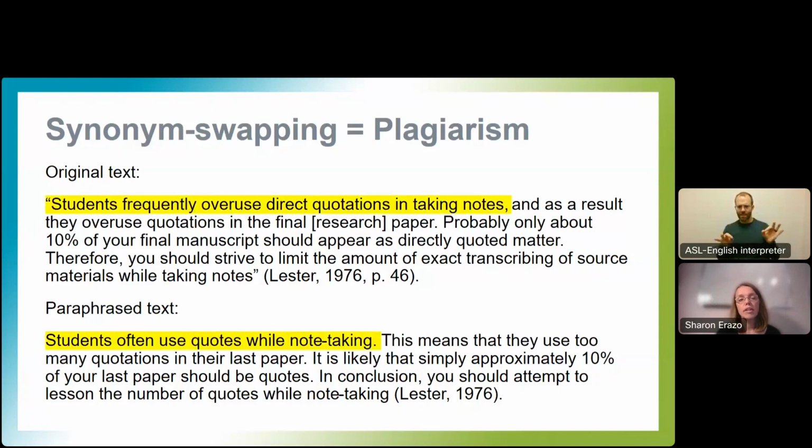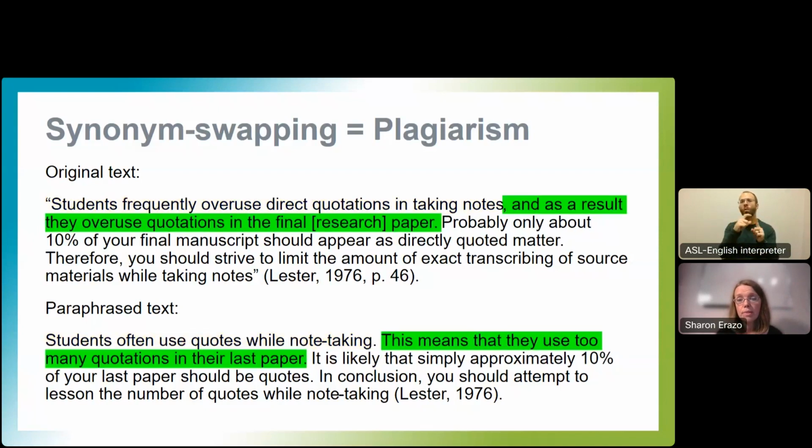So the first sentence here, the original text reads, students frequently overuse direct quotations in taking notes, and the attempt at paraphrasing says, students often use quotes while note-taking. Now, they have changed the order of some of the information a little bit, but it still is quite similar to the original text. The overall sentence structure is very similar to the original text. I would say it's too similar, and so we want to avoid simply changing out a few words, but leaving the sentence as a whole the same.